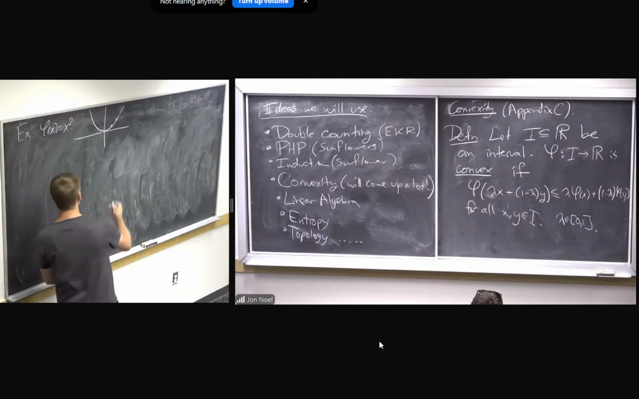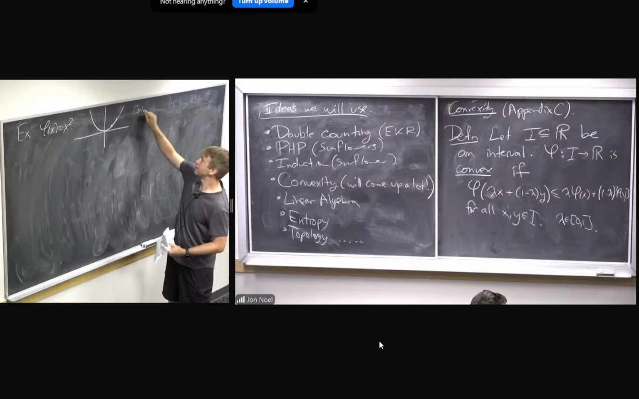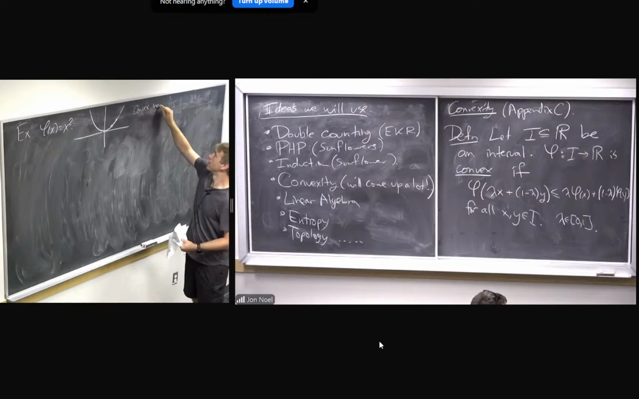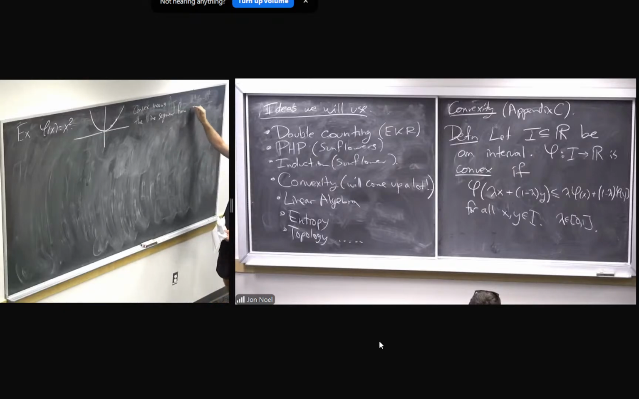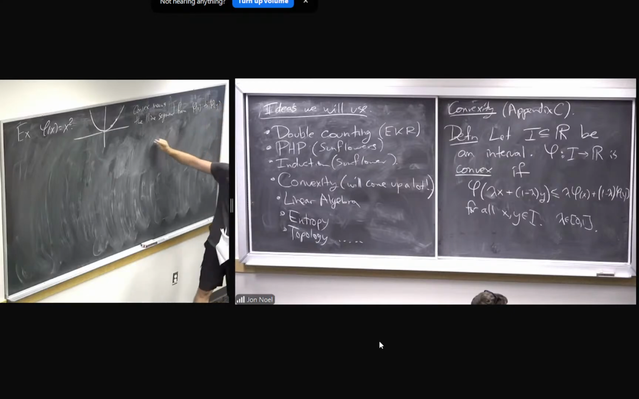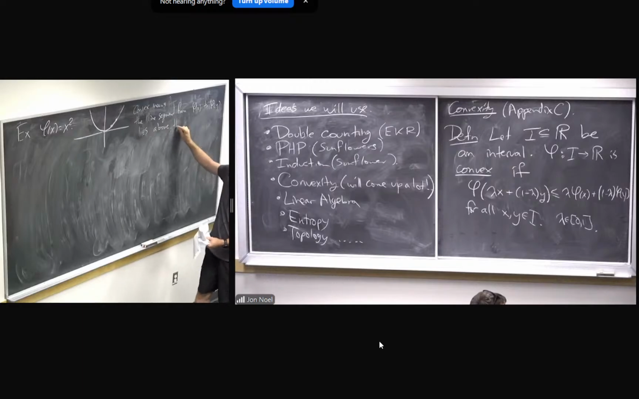So convex means the line segment from phi of x to phi of y lies above the graph of the function phi. That's all that means, right?